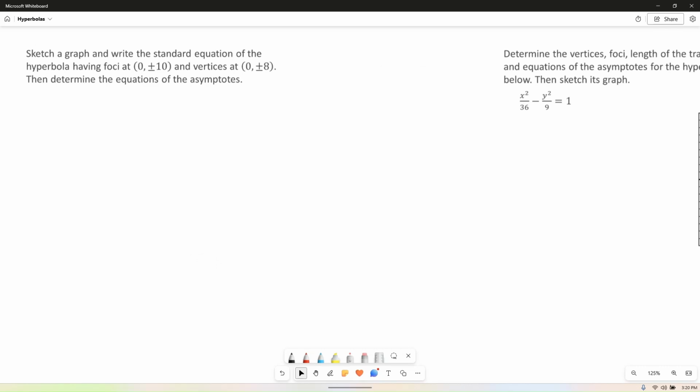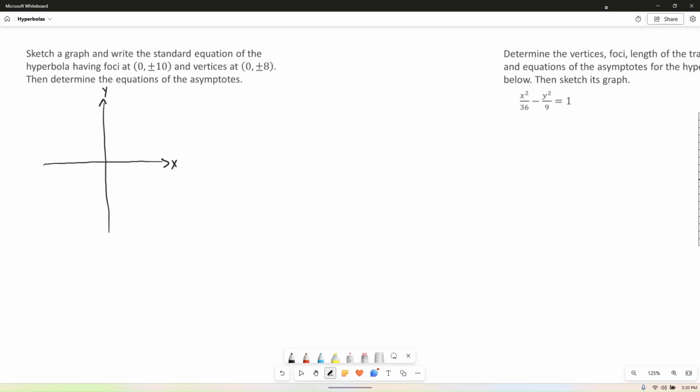If its foci are at the coordinates (0, -10) and (0, +10), and the vertices are at (0, -8) and at (0, +8). And then I also want to write the equation of the asymptotes for the hyperbola. So let's start by plotting the coordinates for these foci and vertices. So we'll start by drawing an x and a y axis here.